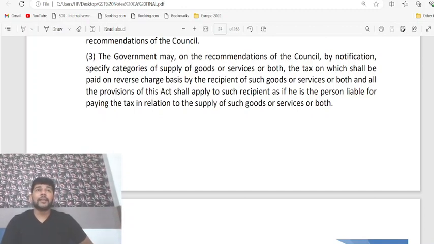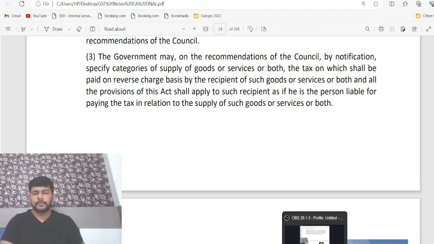So in such scenarios, in case of import of services, except for the OIDAR category, which we will discuss at the time of place of supply, the recipient will be liable to pay the GST under the reverse charge mechanism. Fine. So I hope this particular point is clear.